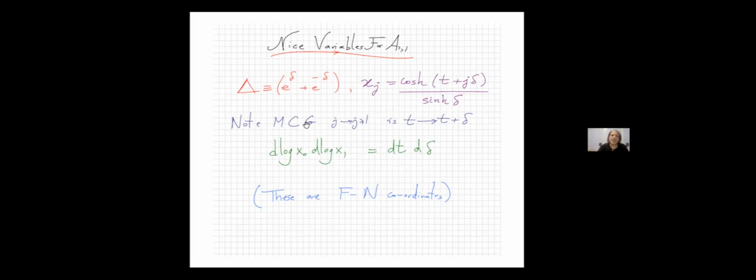Notice that in this way of writing it, the action of the mapping class group, which is just translating j by 1, is really simple. It's just translating t. t goes to t plus delta.